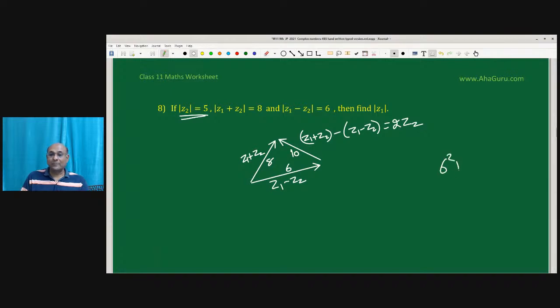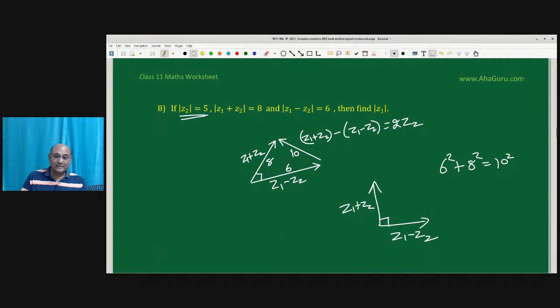But you know 6 square plus 8 square is 10 square. So that means this must be a right angle triangle. The angle between these two must be 90 degrees. So Z1 plus Z2 must look like this, and Z1 minus Z2 must look like this. And they must be 90 degrees.